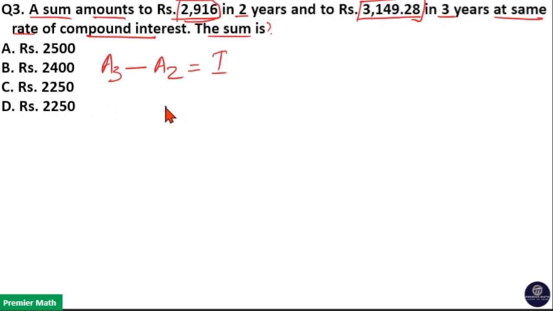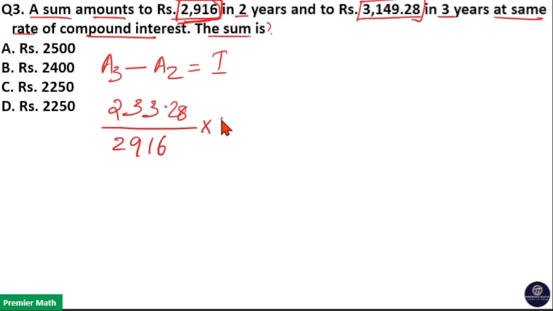Take the difference: 0.28, 9 minus 6, 3. 4 minus 1, 3. 11 minus 9, 2. So 233.28 is the interest received from the amount 2916, because the amount at the end of 2 years will become the principal for the third year. So this 233.28 is received from this principal 2916.